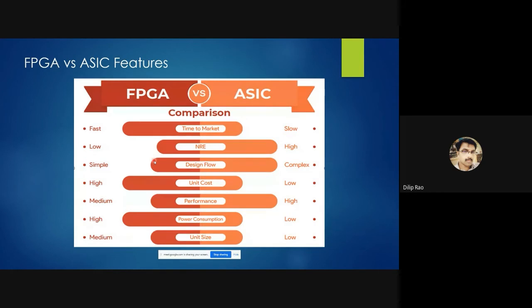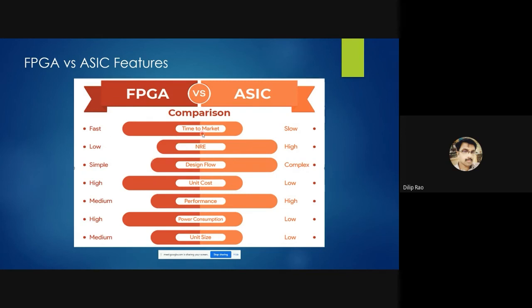So, a brief comparison between what we have for an FPGA versus what we have for an ASIC, because I think being students at this stage, you would be in a bit of a confused state as to what exactly is the difference and where these differences map to. So, this is the table I would like to go through.